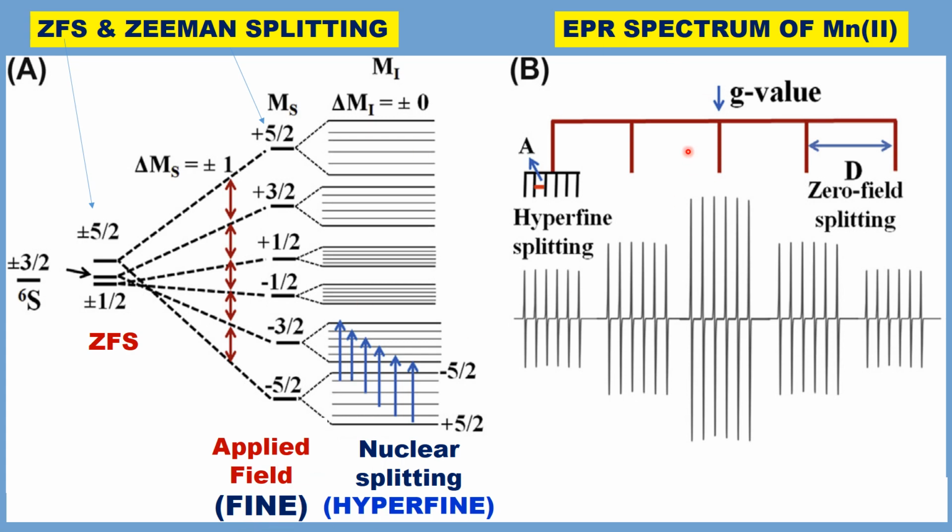Okay, fine structure. This is the EPR spectrum obtained from the energy level splitting diagram. There are three important parameters obtained from the EPR spectrum of manganese 2 ion. The g value is obtained by using this diagram. The zero field splitting is obtained by using this diagram. Again, the hyperfine splitting is obtained. How it is obtained, I have shown here from the EPR spectrum.